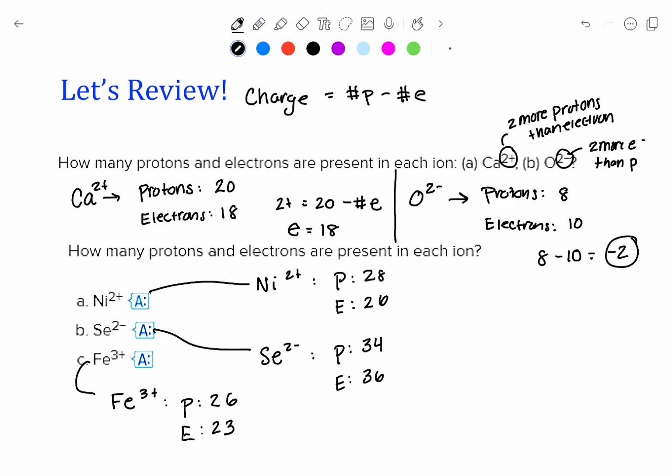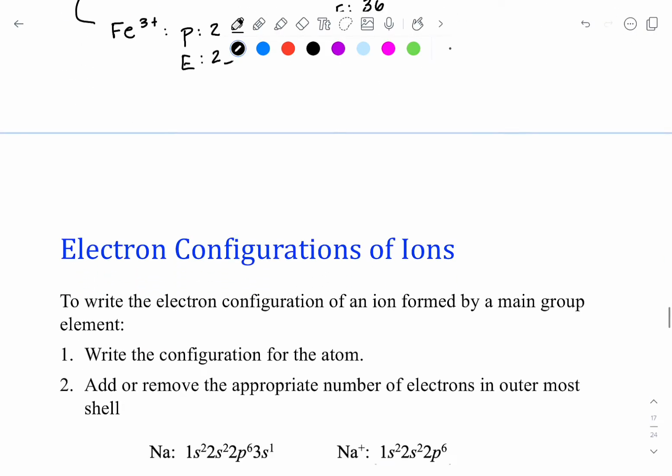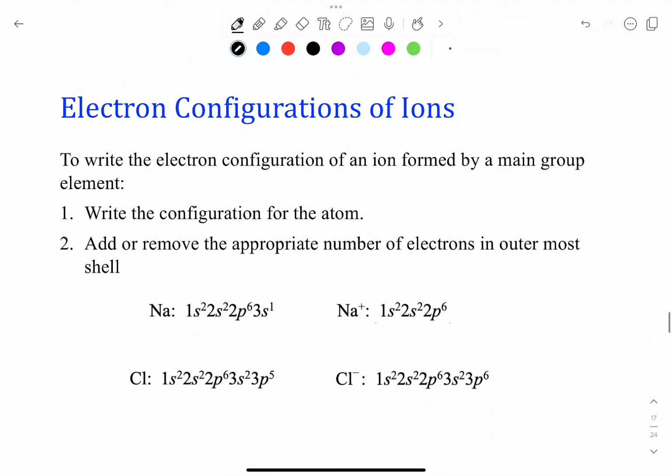Okay, so now that we've reviewed how electrons are being added or removed to determine our ions, let's apply that to our electron configurations, because as we learned in our previous lesson, electron configurations tell us where those electrons are, how they're organized in the atom.